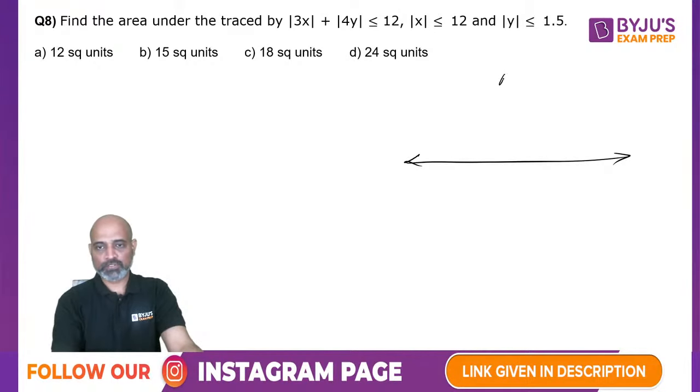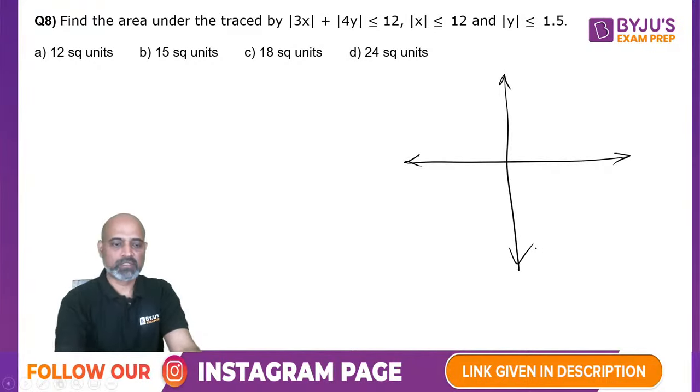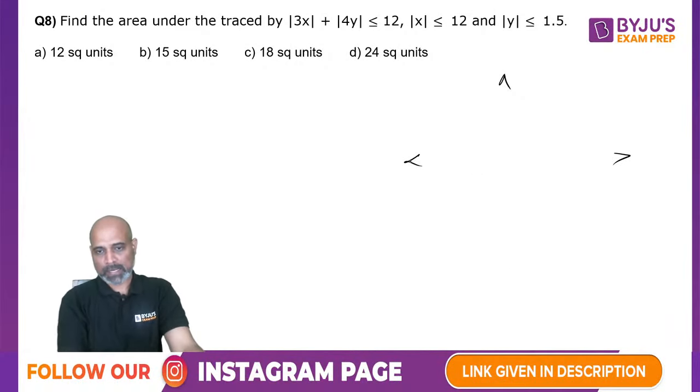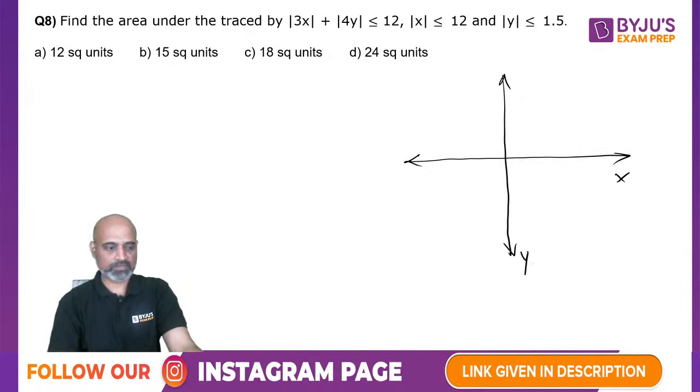So draw the graphs, right? ये एक चार है. So the x-axis and the y-axis.